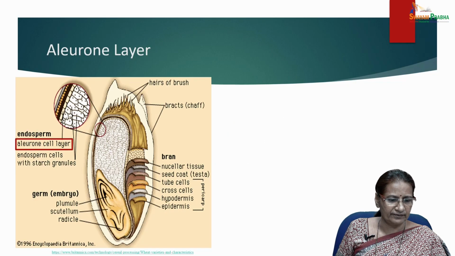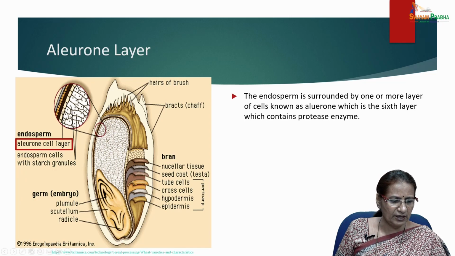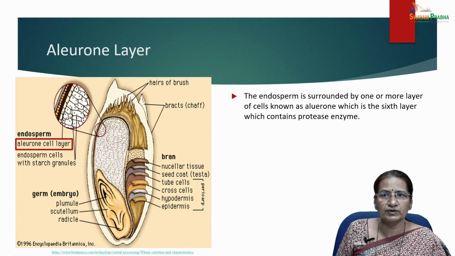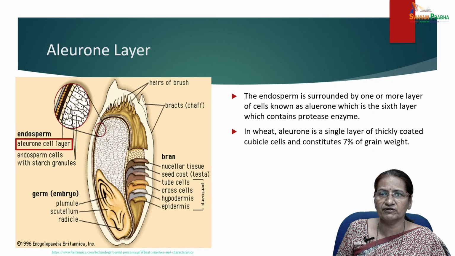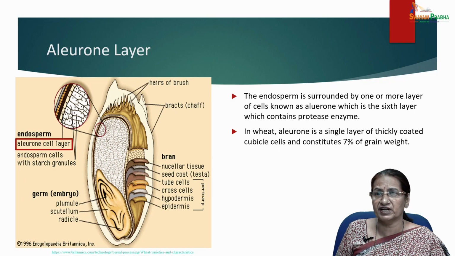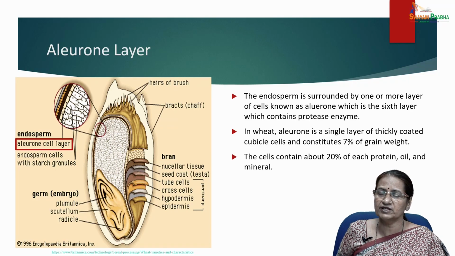Now aleurone layer. The endosperm is surrounded by one or more layers of cells known as aleurone, which is the sixth layer and contains protease enzyme. In wheat, aleurone is a single layer of thickly coated cubical cells and constitutes 7% of grain weight. The cells contain about 20% each of protein, oil and mineral.